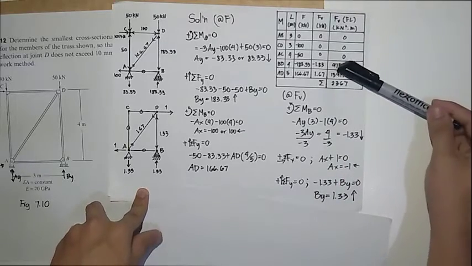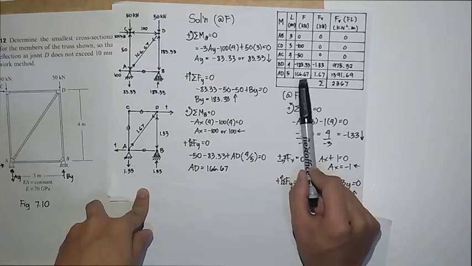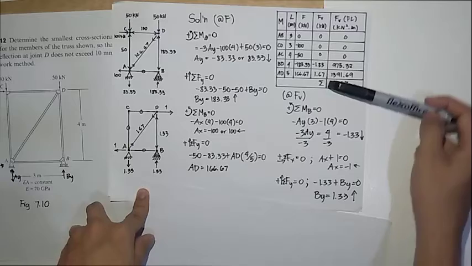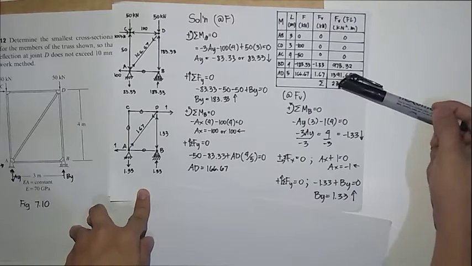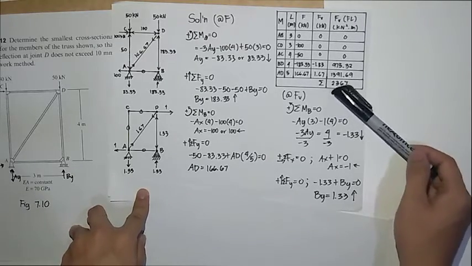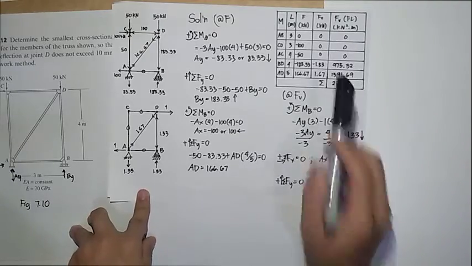Nakuha na po natin ang 975.32. Kasunod po ay 166 times 5 times 1.67 equals po 139.69. So, sa ilalim po ay i-add lang po natin or summation. So, makukuha po natin ang force na 2,367.